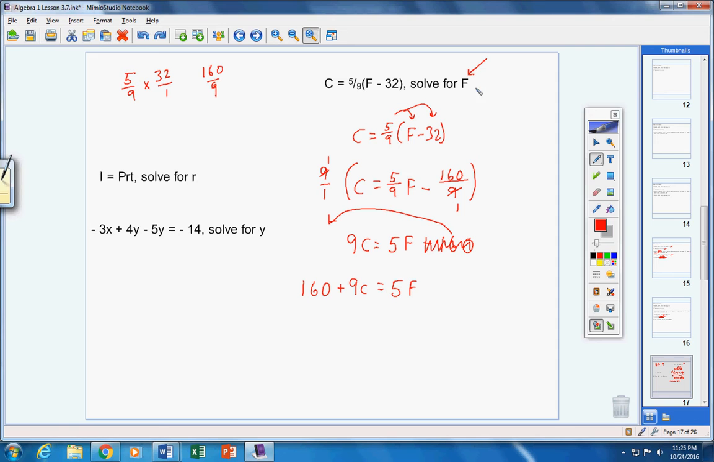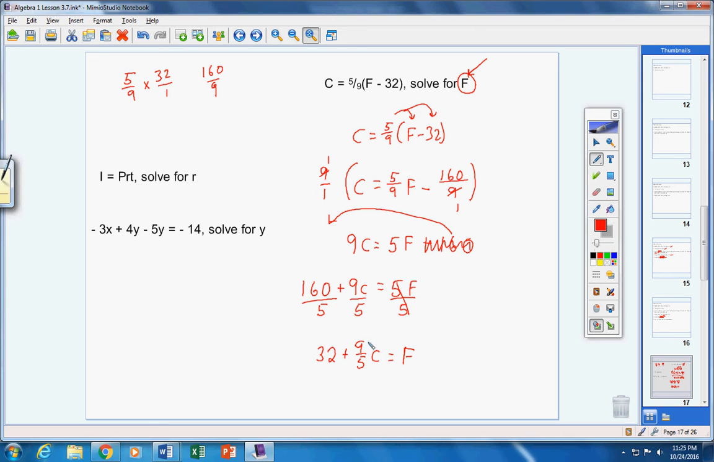Now, what variable am I solving for? F. So I want to get f by itself. What is the 5 doing to the f? Multiplying. So we're going to divide each term by 5, okay? Just like this. And what do we get? Well, 160 divided by 5 is 32 plus 9/5 c equals, your 5's cancel, f.